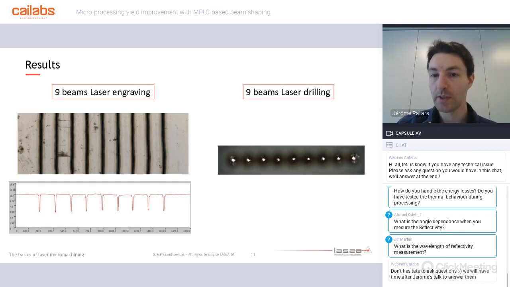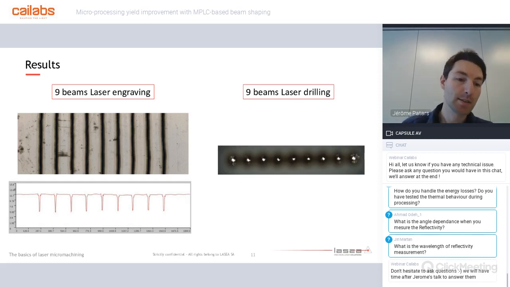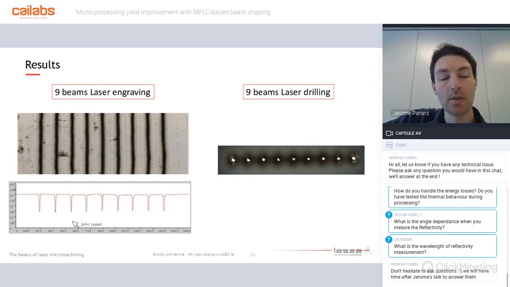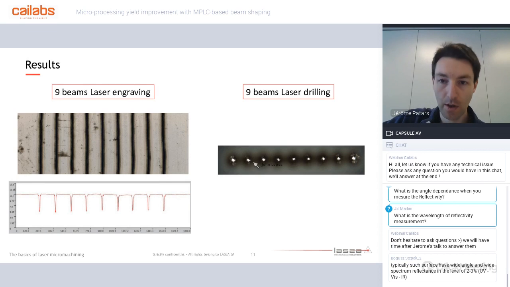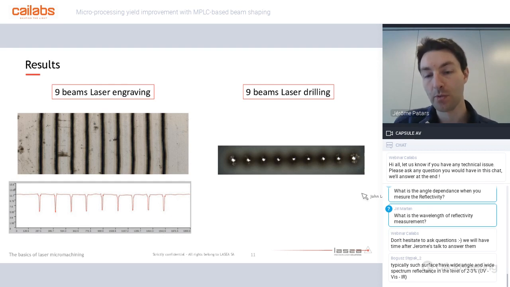On the left, you can see 9 line engravings thanks to the Canon module and the splitting strategy, as well as just below the depth results for these engravings, and you see that the homogeneity of the depth over the 9 beams is excellent. As well, on the right, you can see the result of a drilling of holes that we can achieve with this module, and the quality of the holes is in line with the performance that we need for most of our drilling processes.